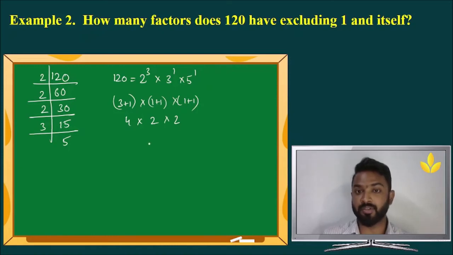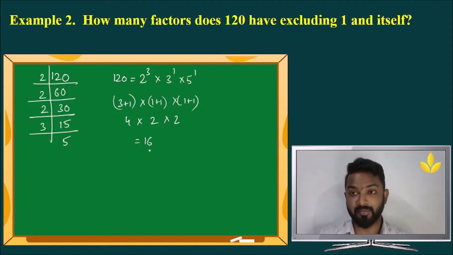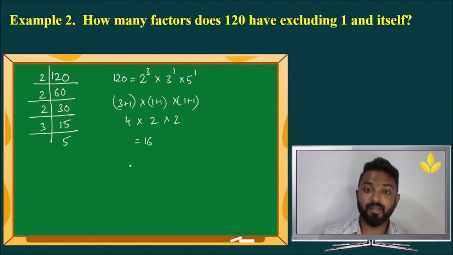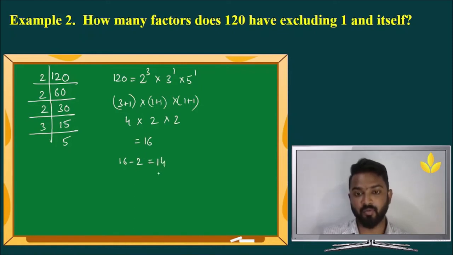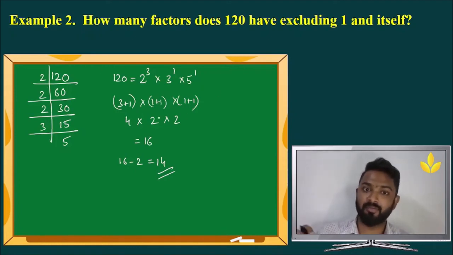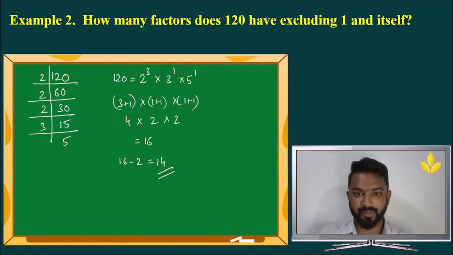4 2s are 8, 8 2s are 16. So the total number of factors of 120 is 16, but that is not the final answer because they have told excluding 1 and itself. And these 16 factors include 1 and itself also. So, excluding 1 and 120, it will be 16 minus 2. The answer is 14 finally. See, this is the actual answer. But if we try to write down all the factors, we will 100% miss out on some factors and we'll end up getting the wrong answer. This is the shortcut. Let's move on.